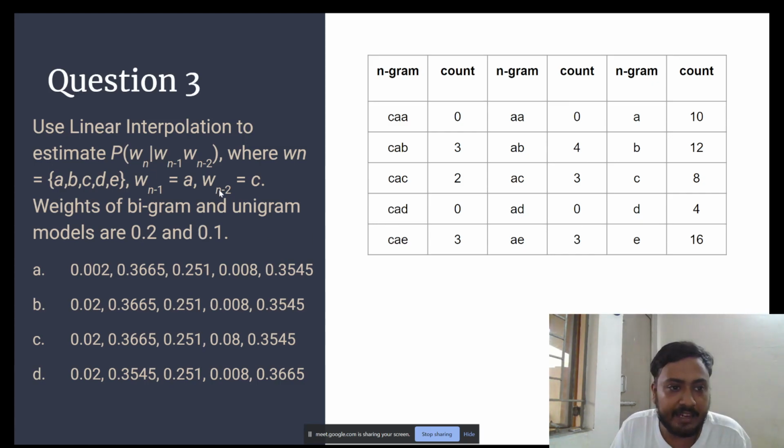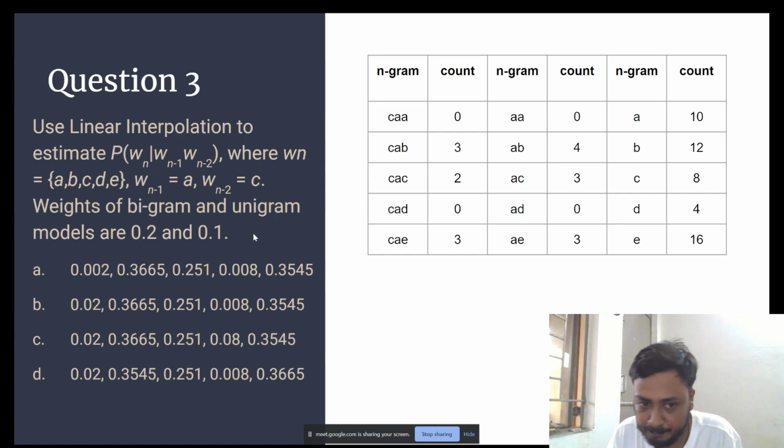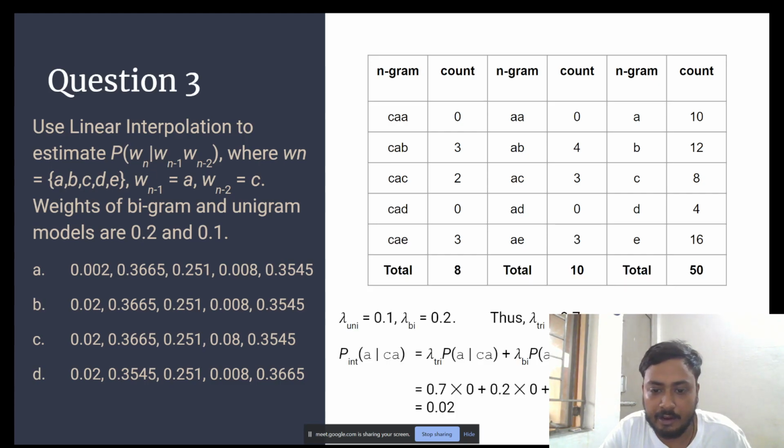All right, and they have said that for the interpolation model, the weights of the bigram and unigram models are 0.2 and 0.1. So you have to find out the trigram probabilities for all these, like A given CA, B given CA, and so on.